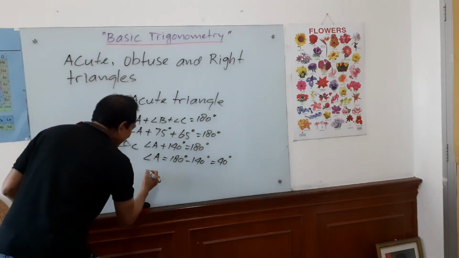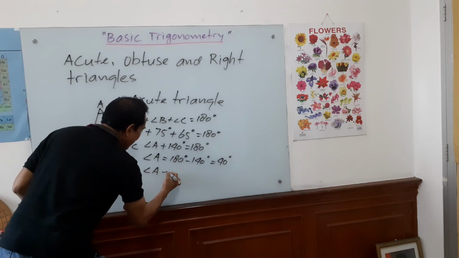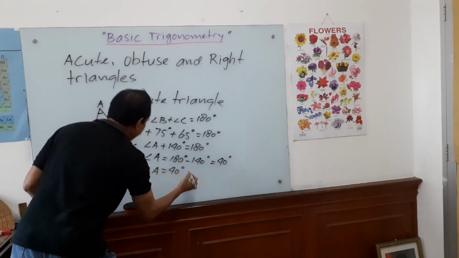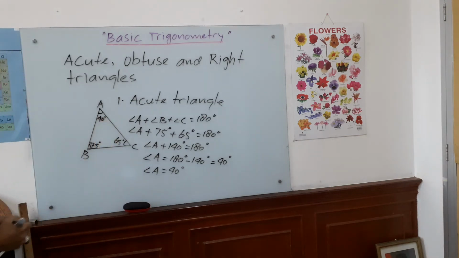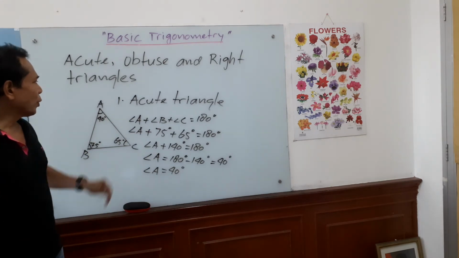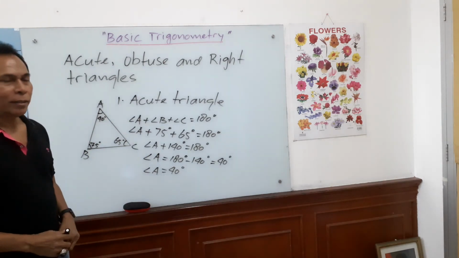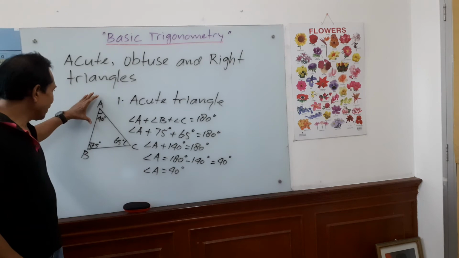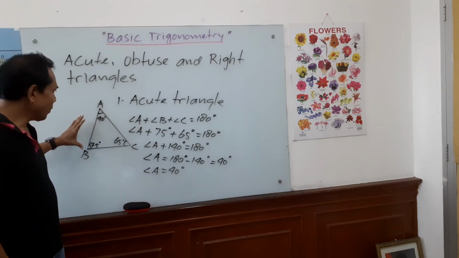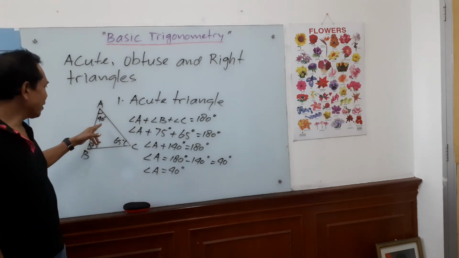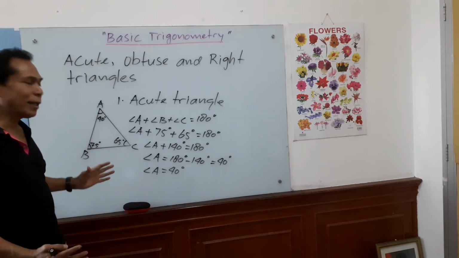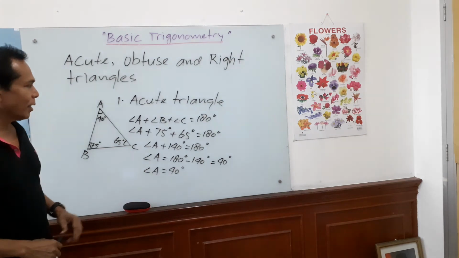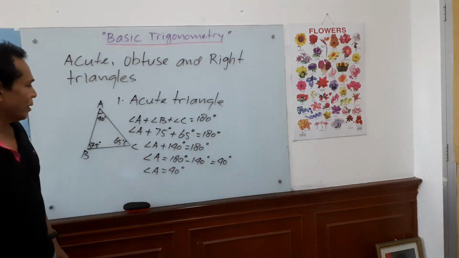So angle A equals 40 degrees. So now you can put 40 degrees here. All right, it's done. Okay, acute triangle is a triangle where the angles are smaller than 90. This 40 smaller than 90, 65 smaller than 90. This one is also smaller than 90. But when we add them all together, they will make up 180 degrees.